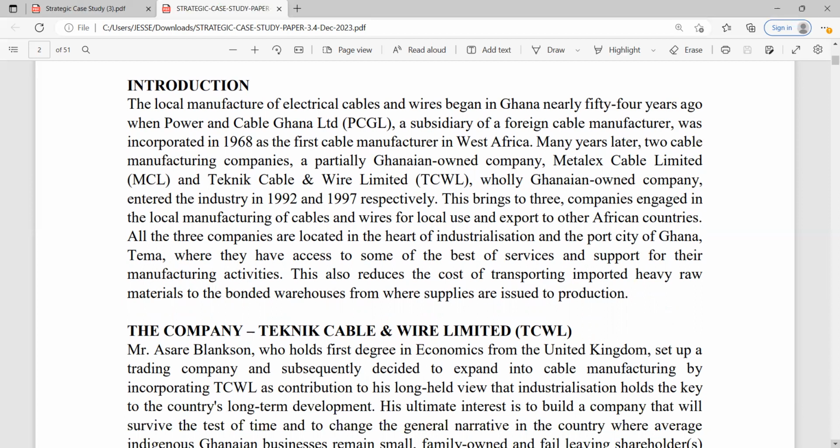Introduction: the local manufacture of electrical cables and wires began in Ghana nearly 54 years ago when Power and Cable Ghana Limited, a subsidiary of a foreign cable manufacturer, was incorporated in 1968 as the first cable manufacturer in West Africa. So hold it right there. We are told that the local manufacture of cables began in Ghana. So in the whole West African region, the manufacture of electrical cables began in Ghana.